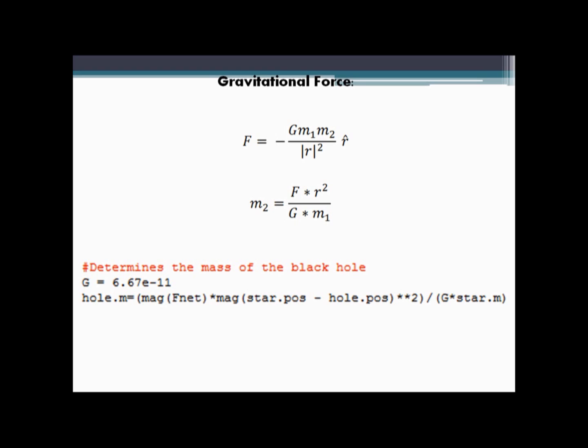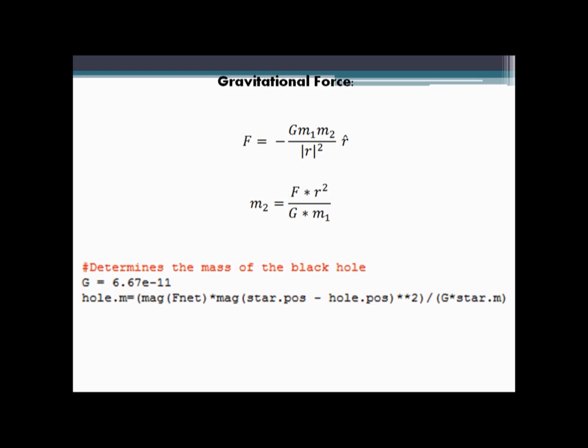In order to find the mass of the black hole, I use the gravitational force equation. We already have the net force, which is the value we calculated from the initial conditions of the star, and we have mass 1, which is the mass of the star. G is a constant, and R is the distance between the black hole and the star. To find R, I subtracted the position of the star and the position of the black hole.